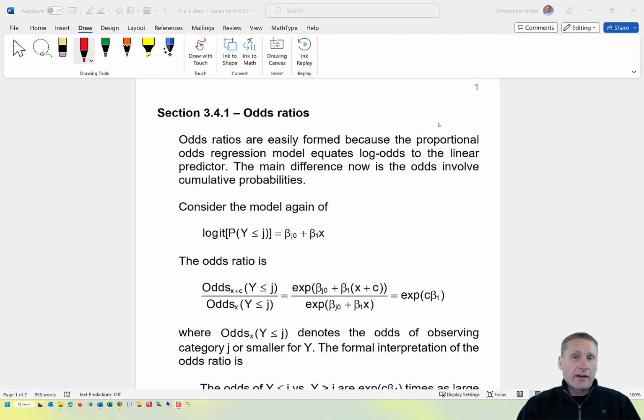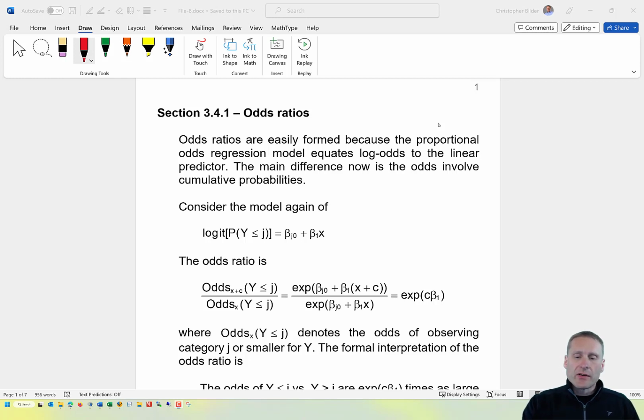To interpret the effect that an explanatory variable has on our response for a proportional odds regression model, we use odds ratios. And so what you're going to see in this set of notes is a lot of similarities to what we did for odds ratios with respect to logistic regression because of the form of this proportional odds regression model. There are differences, of course, because now we're working with cumulative probabilities.